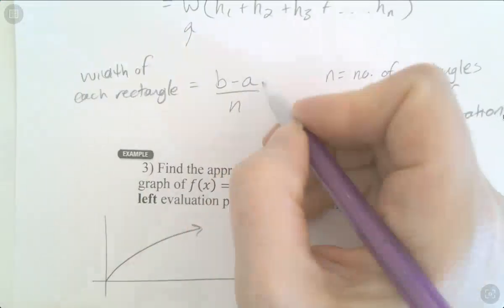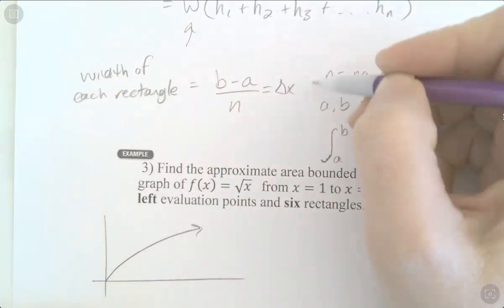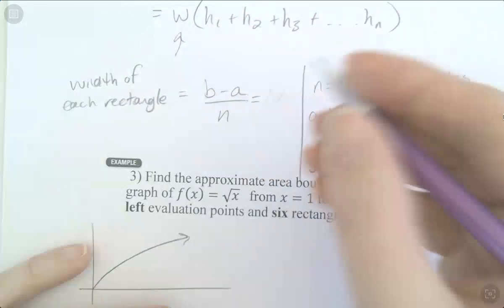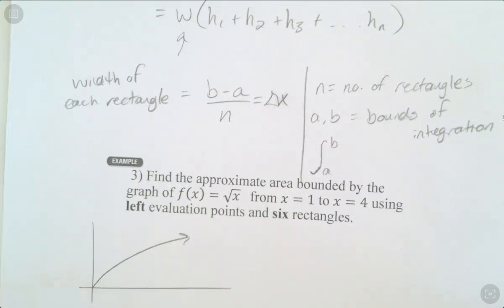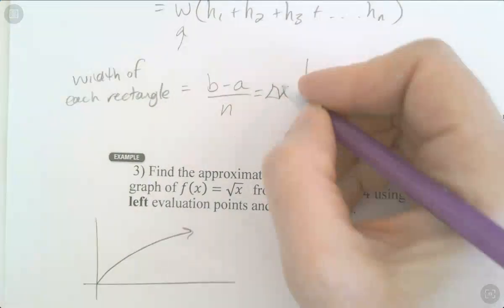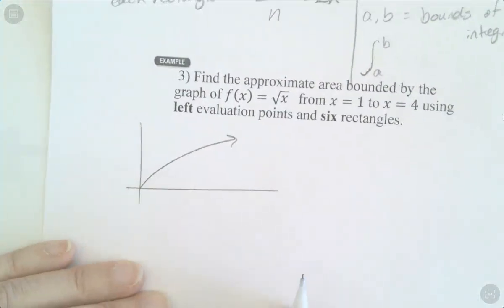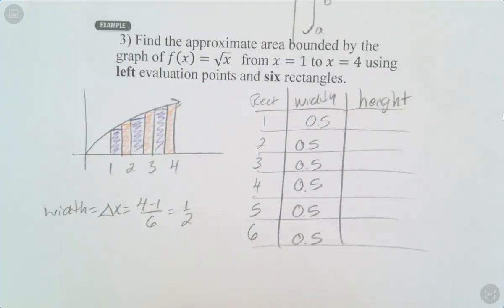Yeah, this width of each rectangle, I should have mentioned it before, is known as delta x. We'll talk more about that next week. Delta meaning what? Change. So it makes sense. It's your change in x because you're talking about how your rectangles are changing as you go horizontally. Just going to catch up here.